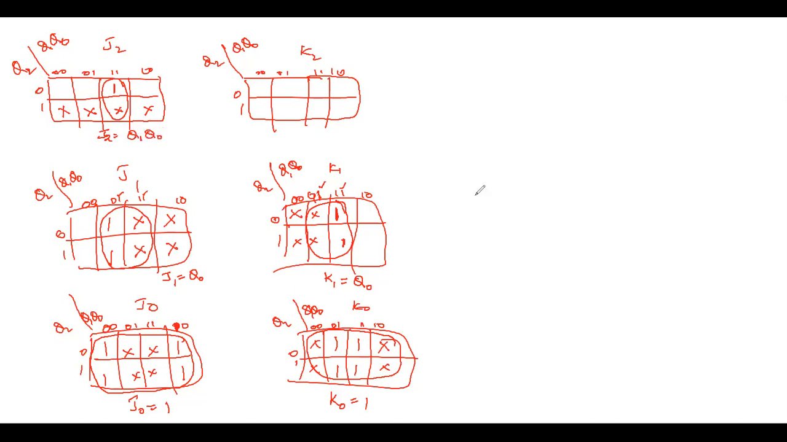Then K2: 0, 1, 2, 3 are don't care and 7 is 1. So again we get only a pair. So K2 is equal to Q1, Q naught. Now you have to draw the circuit.